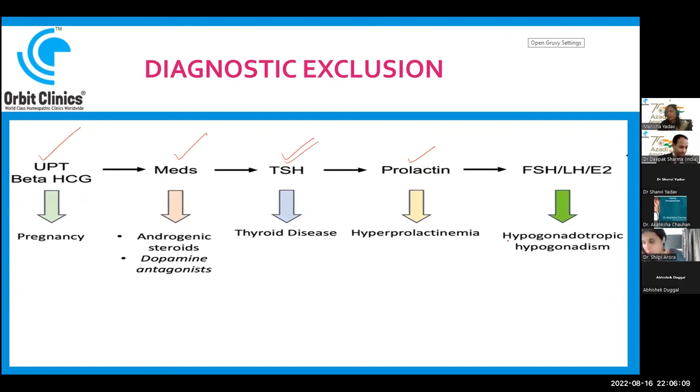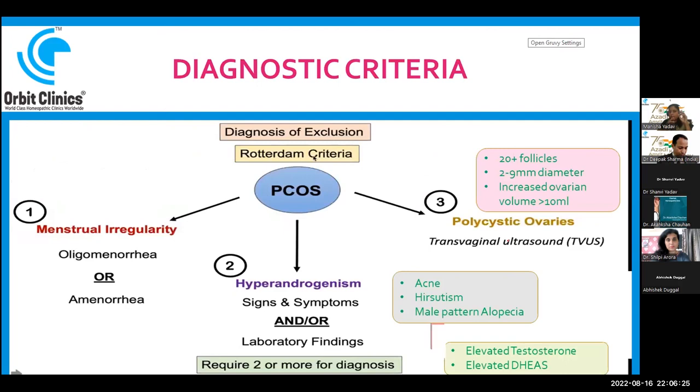And if there is hypogonadotropic hypogonadism, in some cases there is a deficiency or defect at the level of GnRH, so that will also lead to various manifestations. So you have to first rule out these. Therefore, PCOS is known as a diagnosis of exclusion. You have to exclude other causes, then only you can confirm it as PCOS. And there is a very clear criteria for diagnosing PCOS, known as the Rotterdam criteria.